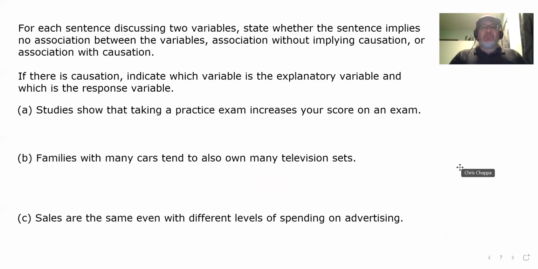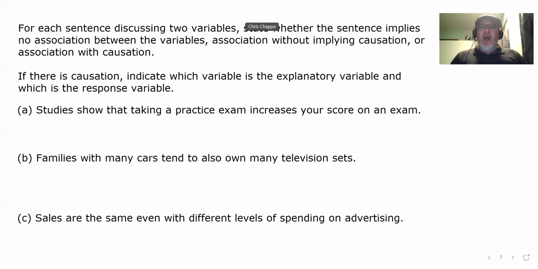For each sentence discussing two variables, state whether the sentence implies no association between the variables, association without implying causation, or association with causation. If there is causation, indicate which of the variables is the explanatory variable and which is the response variable. Let's highlight everything we're being asked to do here.